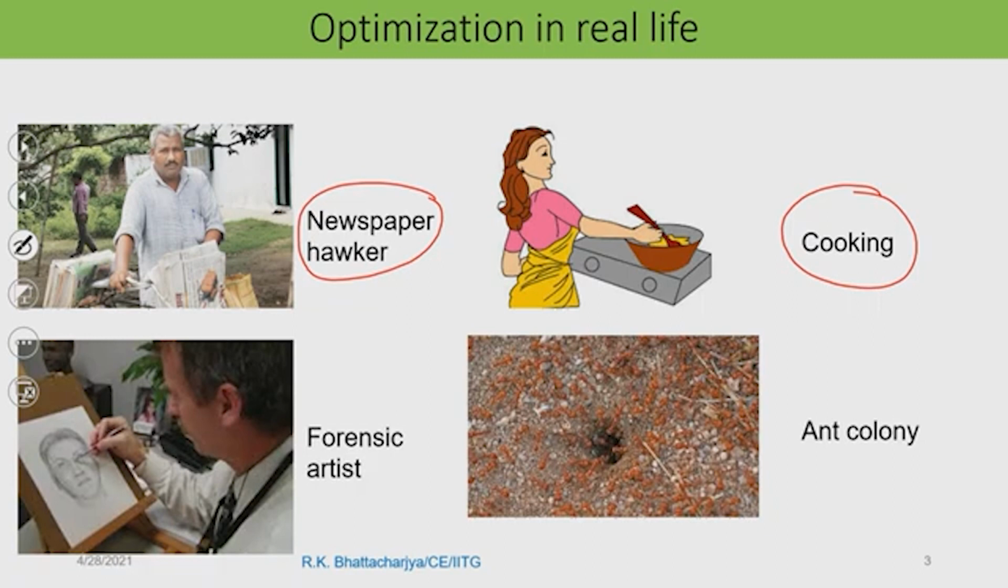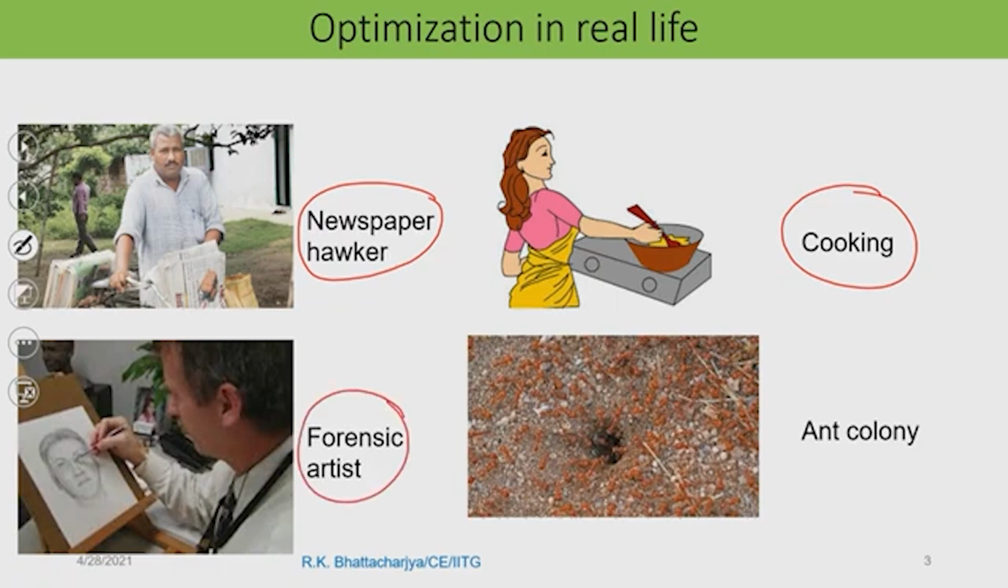So, what is the objective function here? The objective function is that I would like to maximize the taste. And what are the decision variables here? How much spice you are putting in, at what time you are putting it in, and what spices you are putting in. So, these are the decision variables. That way, she is also solving an optimization model.